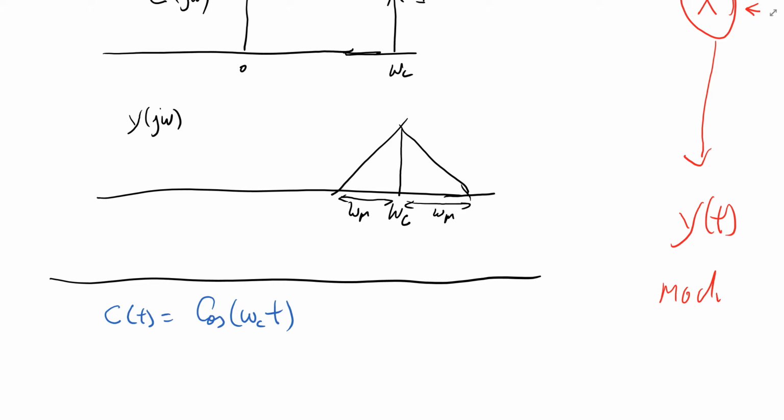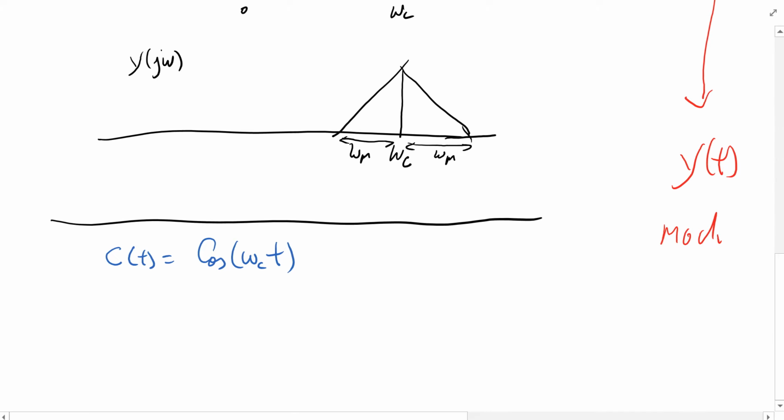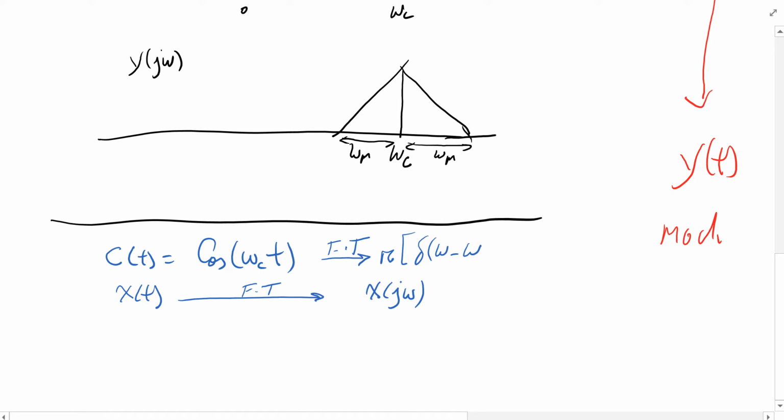So, if we let x(t) be the original signal we have, and x(jω) its Fourier transform, then the Fourier transform of the carrier is going to be π[δ(ω − ω_c) + δ(ω + ω_c)].